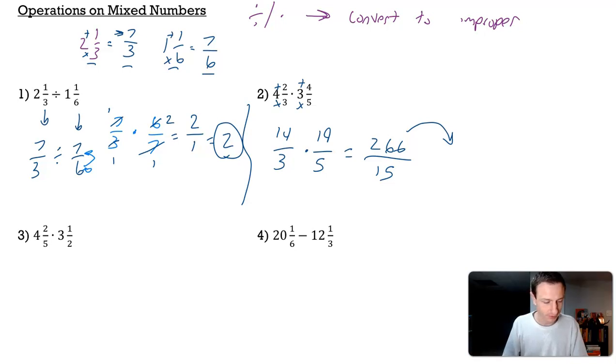Easiest way to do this is just go to a calculator, type 266 divided by 15, and then you would get 17.73 repeating. So you know this number is going to be 17. So it goes in at least 17 times, but not 18. So I want to put 17, and then I want to know, well, what is 15 times 17? 15 times 17 is 255.